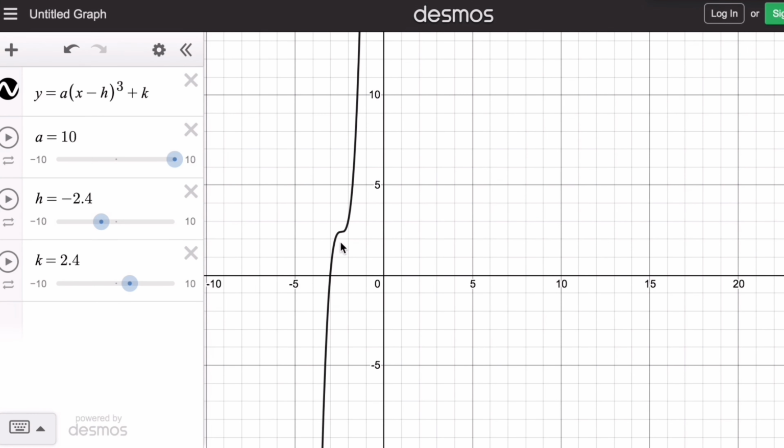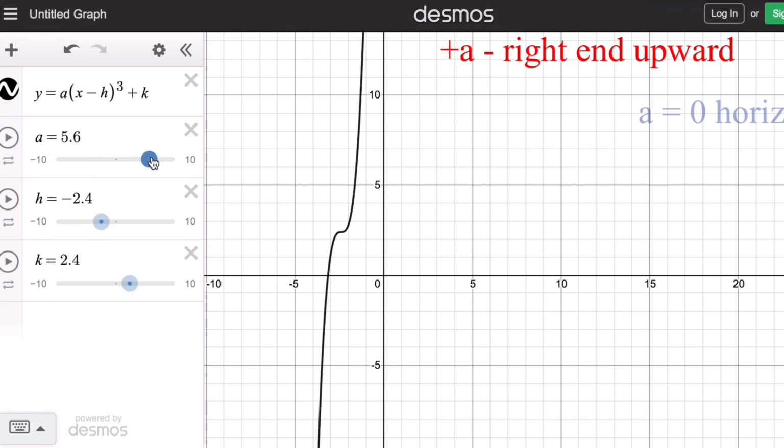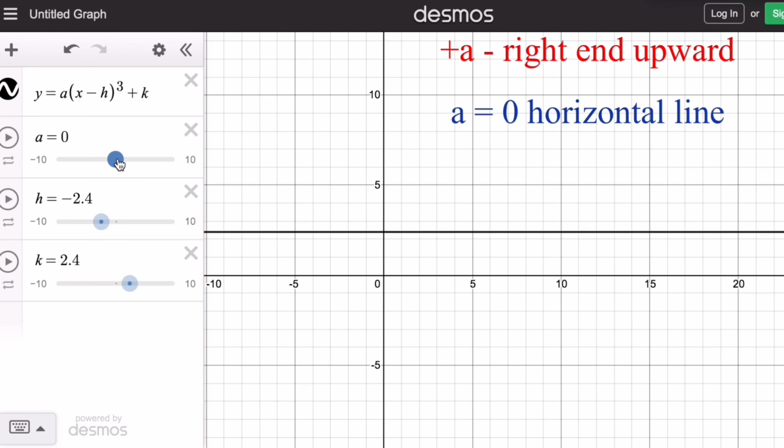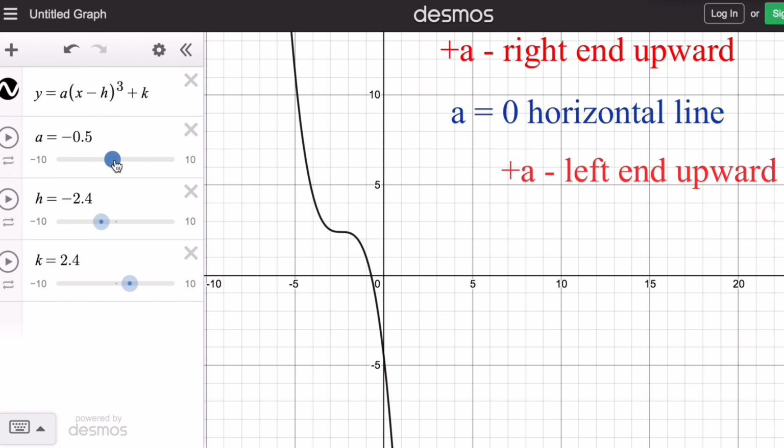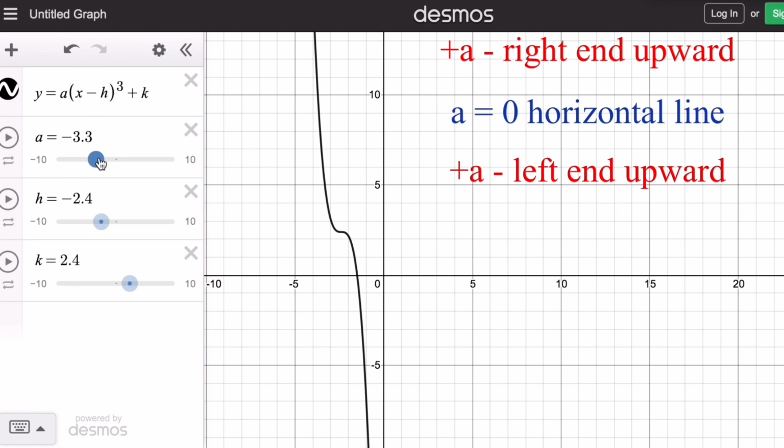So this is the graph of a cubic equation. We remember that this graph has two tail ends. One end is pointing upward, while the other end is pointing downward. If a is positive, the right end of the graph is facing upward. When a is 0, the graph is a horizontal line. Whenever a is negative, the left tail end of the graph is directed upward.